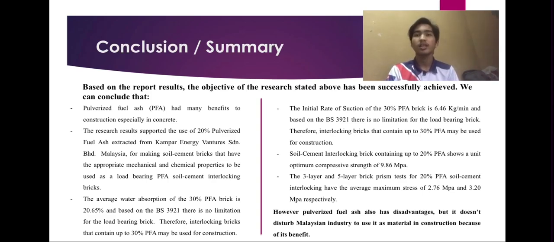Soil cement interlocking brick containing up to 20% PFA shows a unit optimum compressive strength of 9.86 MPa. The 3-layer and 5-layer brick prism tests for 20% PFA soil cement interlocking bricks have average maximum stresses of 2.76 MPa and 3.20 MPa respectively.